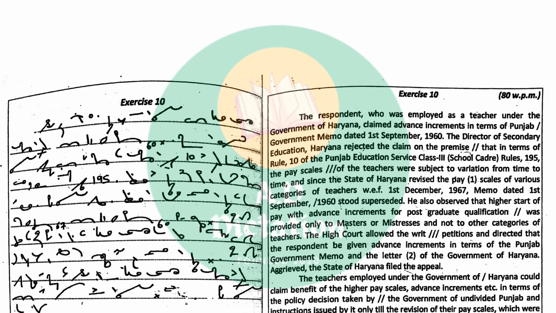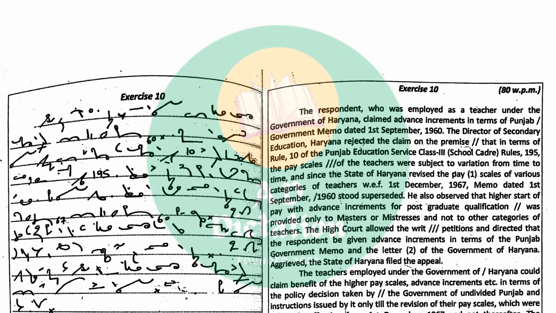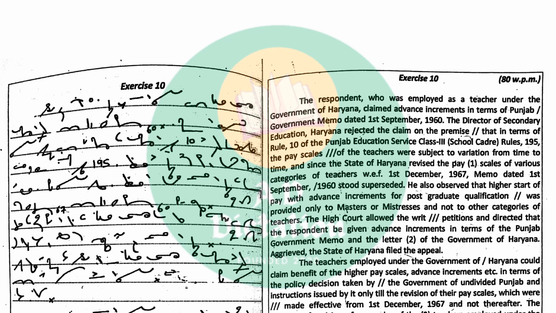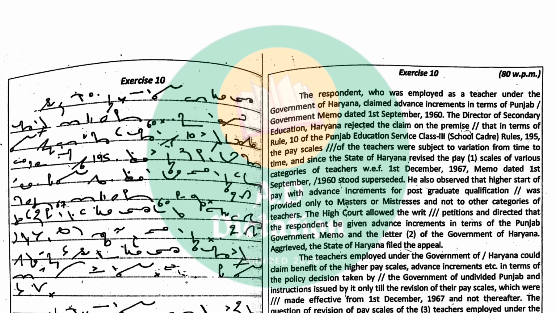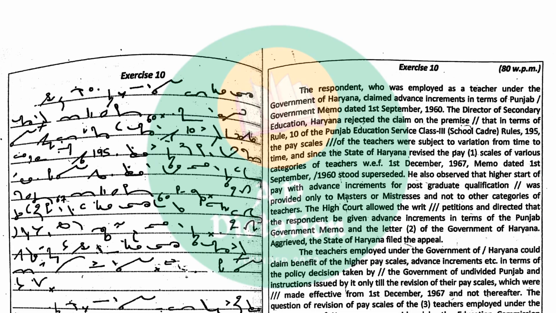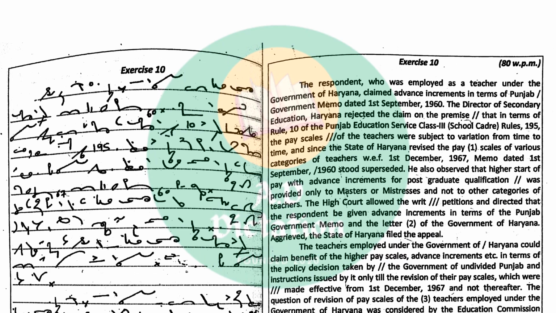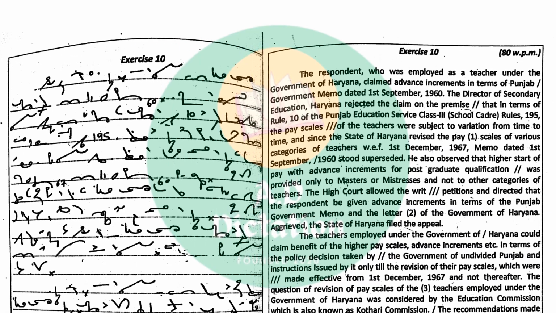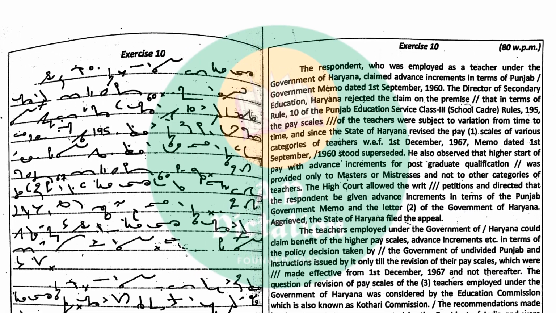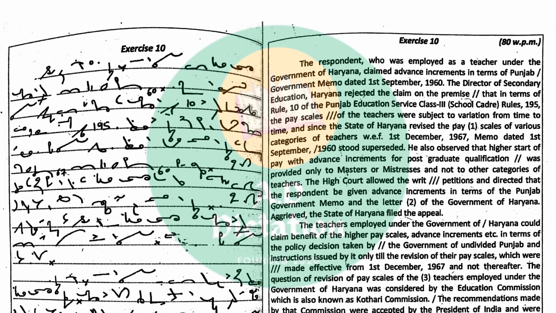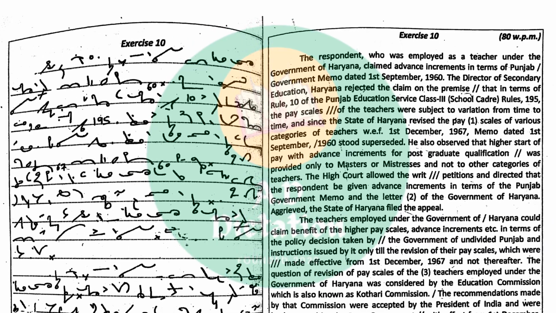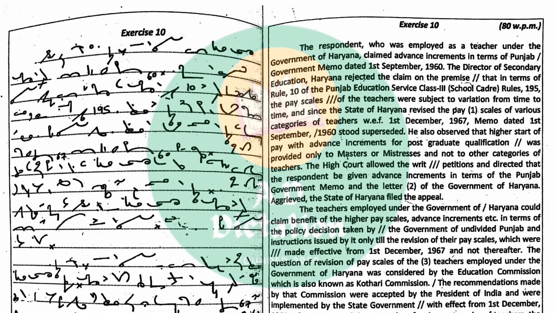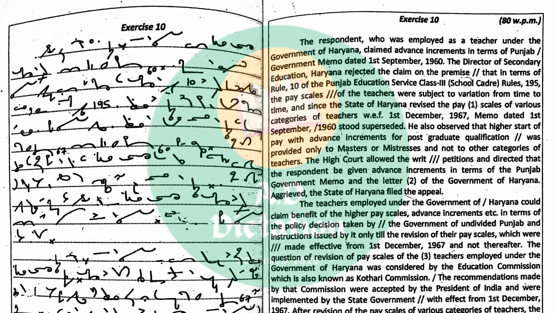The respondent, who was employed as a teacher under the Government of Haryana, claimed advance increments in terms of the Punjab Government memo dated 1st September 1960. The Director of Secondary Education, Haryana rejected the claim on the premise that in terms of Rule 10 of the Punjab Education Service Class 3 (School Cadre) Rules, 1955, the pay scales of the teachers were subject to variation from time to time, and since the State of Haryana revised the pay scales of various categories of teachers with effect from 1st December 1967, the memo dated 1st September 1960 stood superseded.